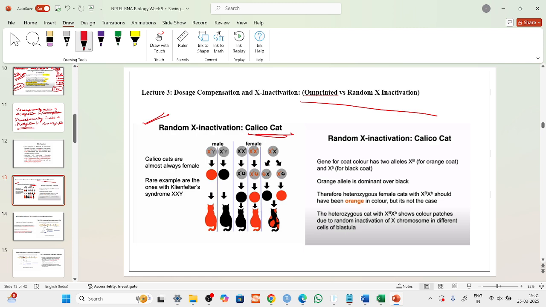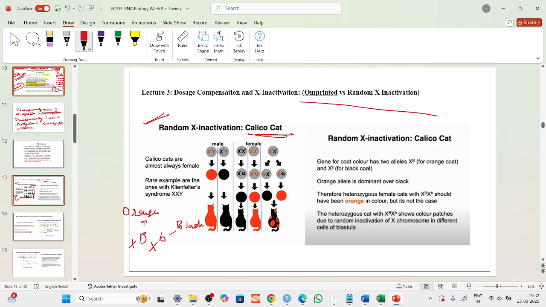So what happens over here is that coat color has two alleles, X^B and X^b. X^B stands for orange coat and X^b stands for black. Orange is dominant over black.